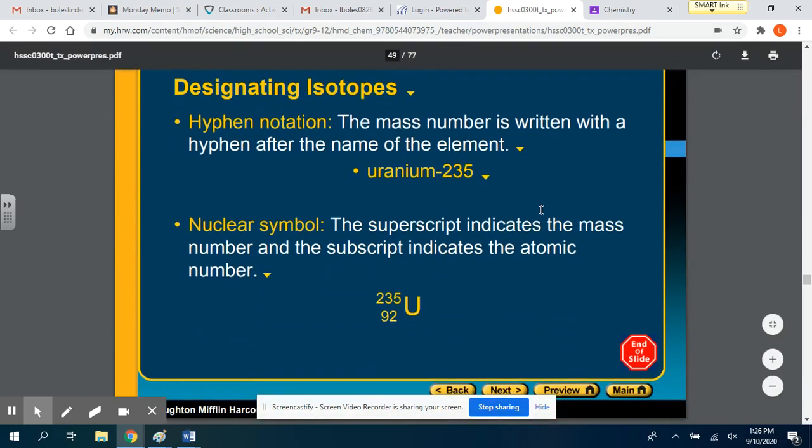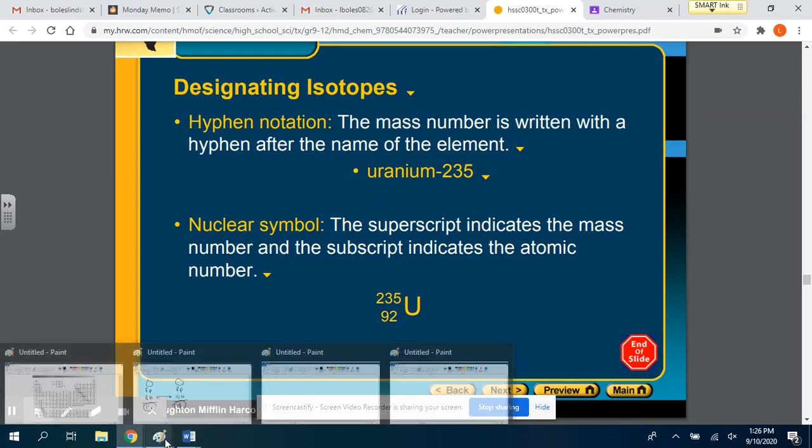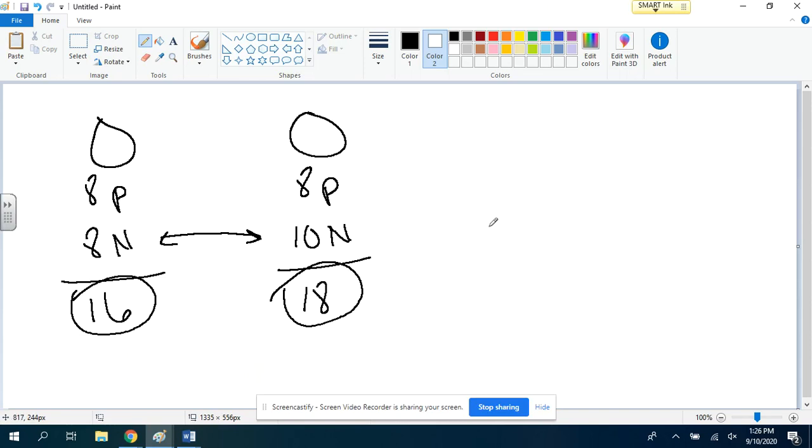Okay, you absolutely need to write down this slide and have an example of hyphen notation and an example of the nuclear symbol in your notes. To give you an example of how to write one for a different element, I will go back to the paint I was using, and I'll do it for this one. For hyphen notation, we'll do this isotope first, because they'll be different depending on the isotope. So for that first one, hyphen notation would be oxygen, spelled out, dash, and then the mass number. So for this one, it'd be 16.